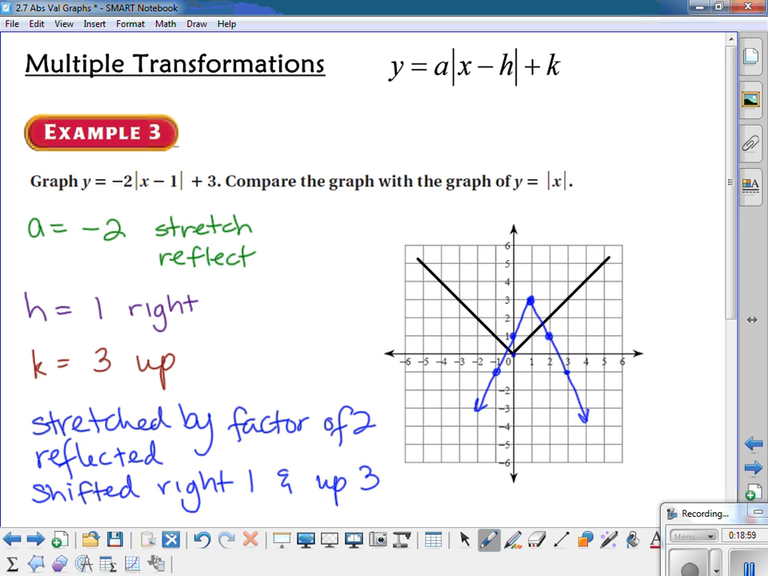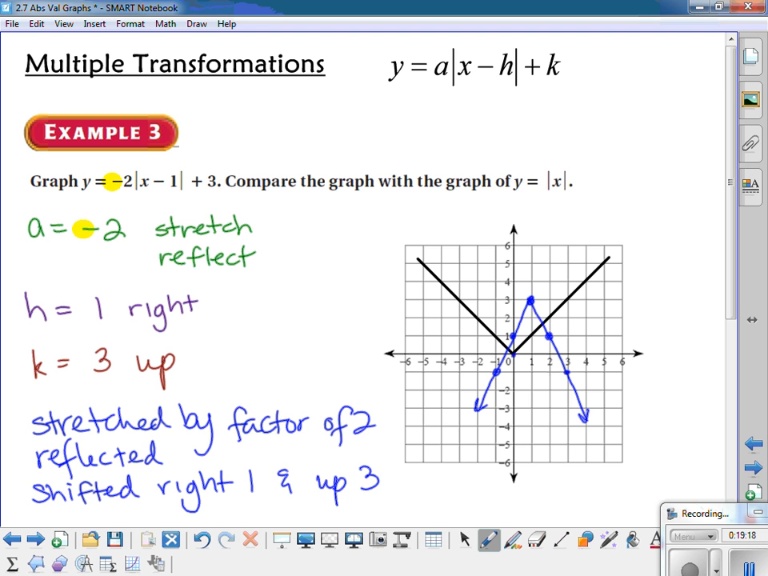How can I tell it's reflected? I can tell it's reflected because of the negative sign. It makes everything the opposite. And so where y came out to a positive 1 before, now it's coming to a negative 1, and so on. So, yeah, that's how I can tell it's reflected.